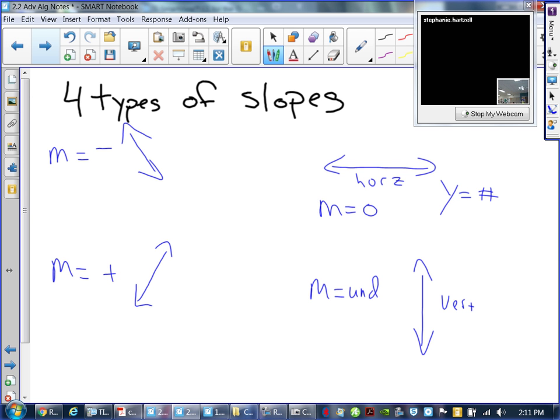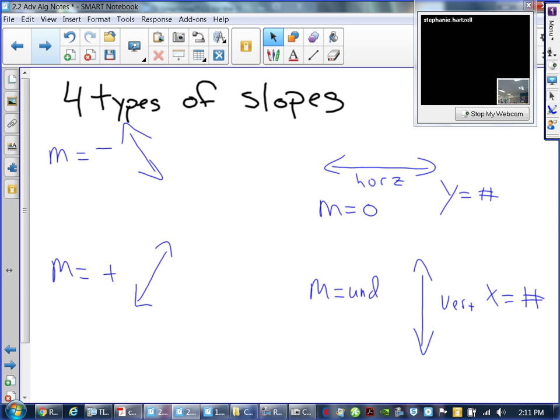On the other hand, what is the equation going to be of every single vertical line? X equals some number. And this is kind of a weird thing for people to remember. The reason that I wanted to show you that is because, well, I thought we'd have time for it today, but I know we won't, is when we start talking about parallel and perpendicular.